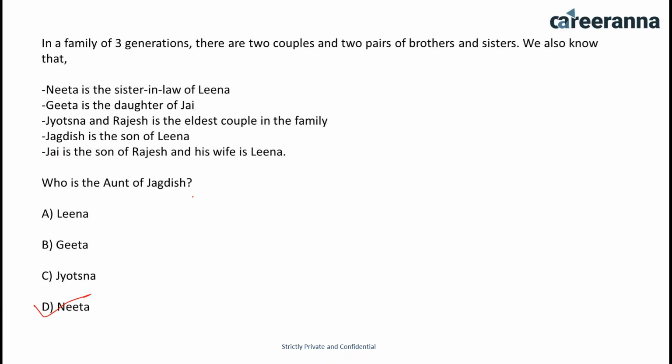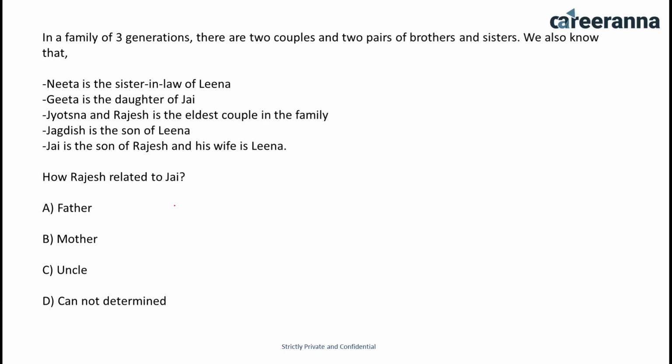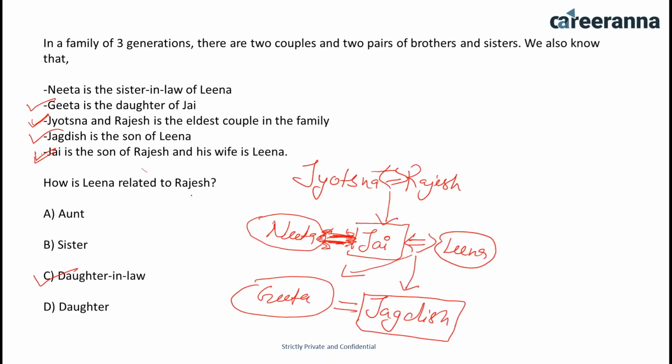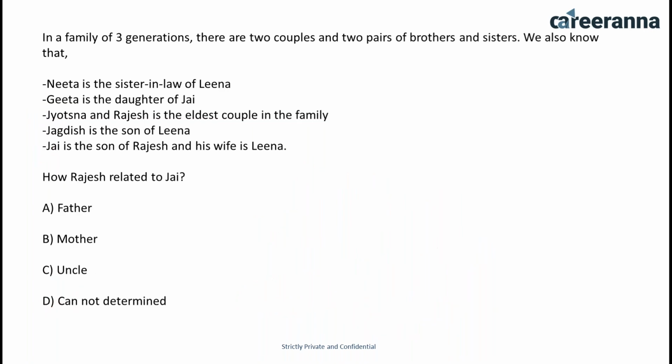Let's see our next question. How is Rajesh related to Jay? Now, if we see, there are the options father, mother, uncle, and cannot be determined. So from here, we can say, how is Rajesh related to Jay? Please write your answer.